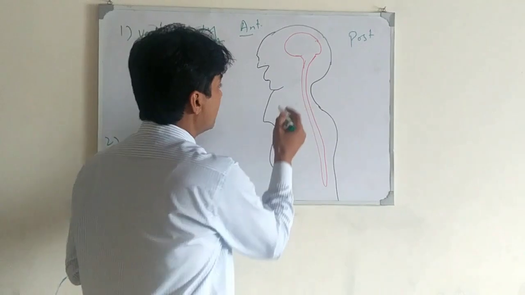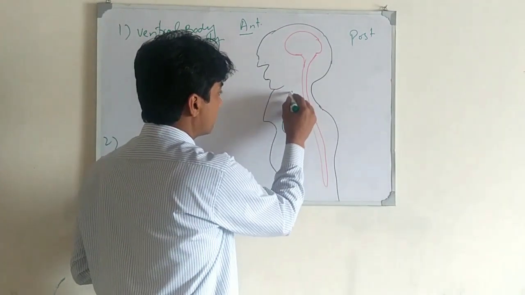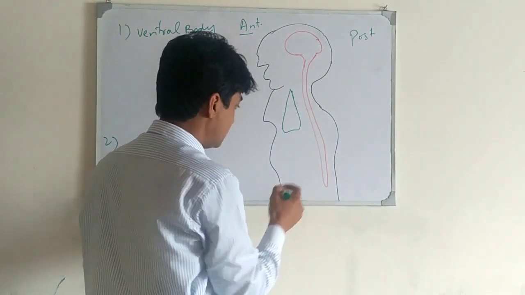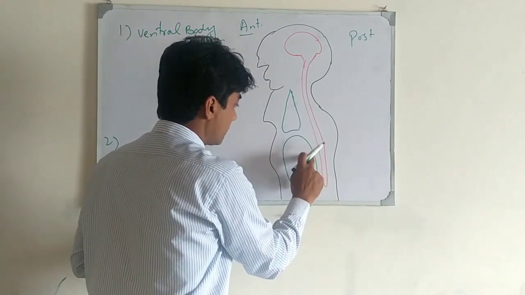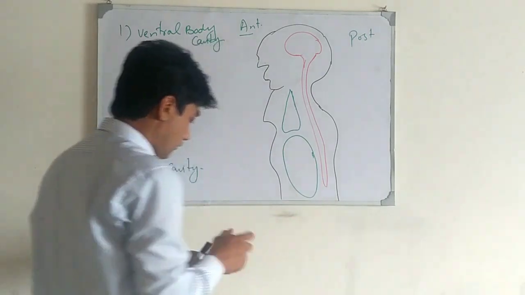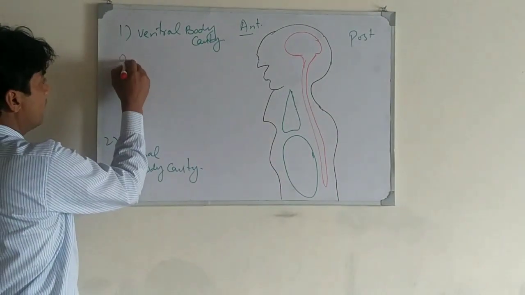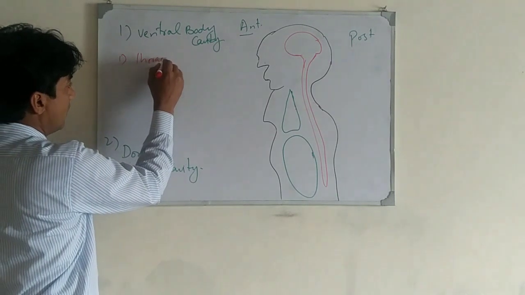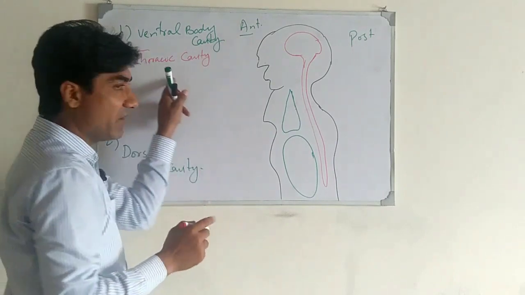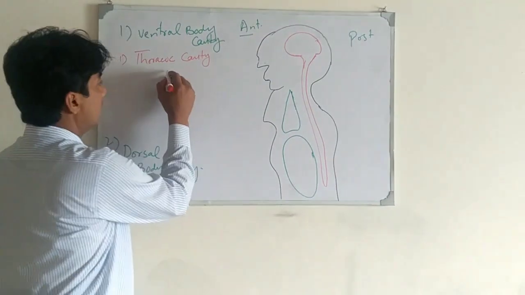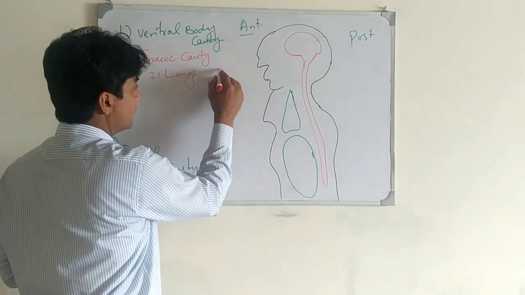So here is the thoracic cavity and abdominopelvic cavity. So we can say that the ventral body cavity consists of two body cavities. One is the thoracic cavity, and the thoracic cavity consists of two lungs and then the heart.